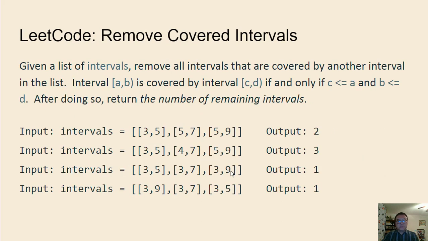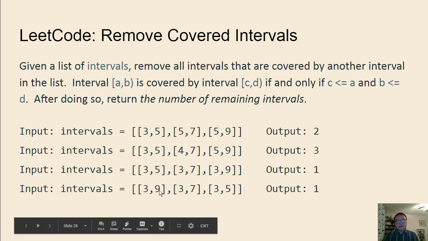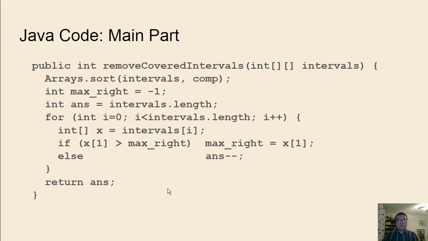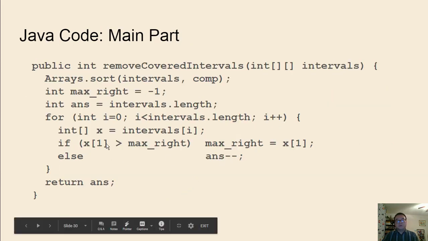So I guess it should be this case. If we're looking at this, we remember 9. Whenever we see a 7, we know it has to be covered because these intervals must start no earlier than the previous interval start. And if the ending point is also less than this, then it must be covered. So we just subtract from the answer.